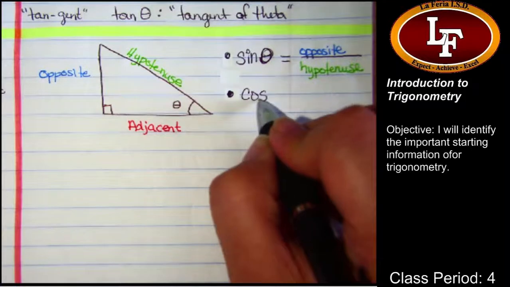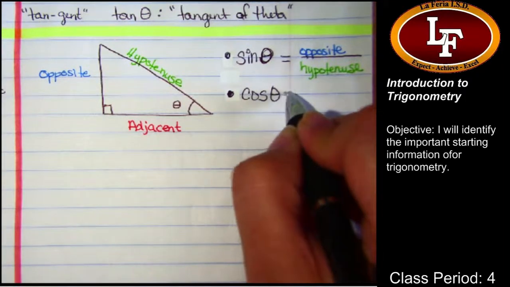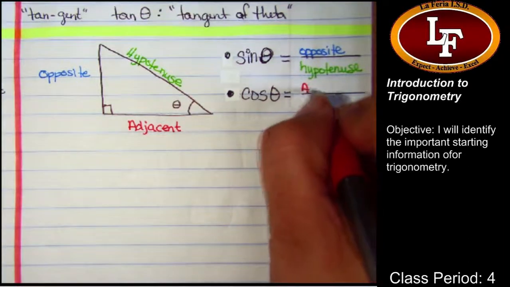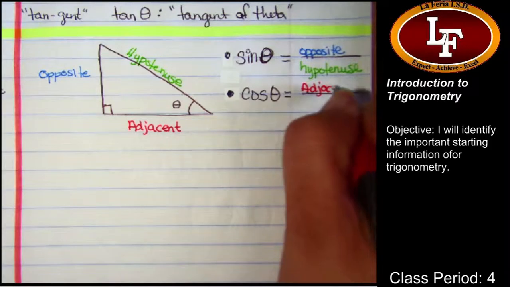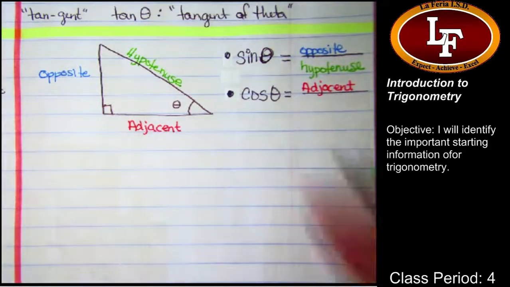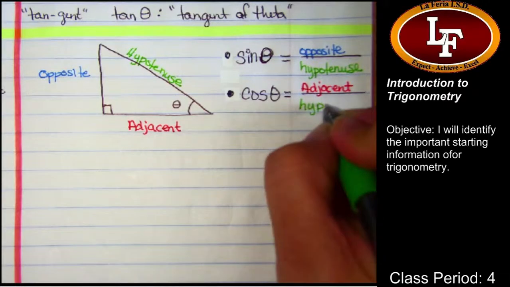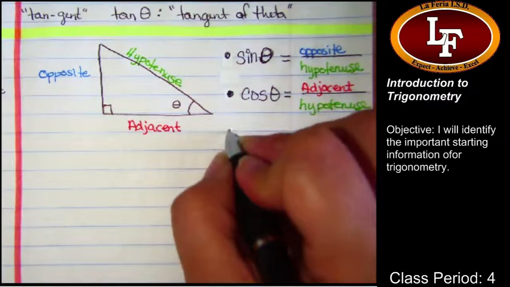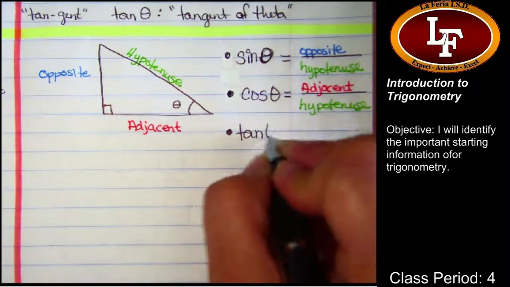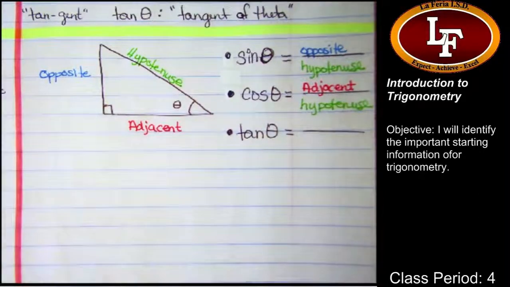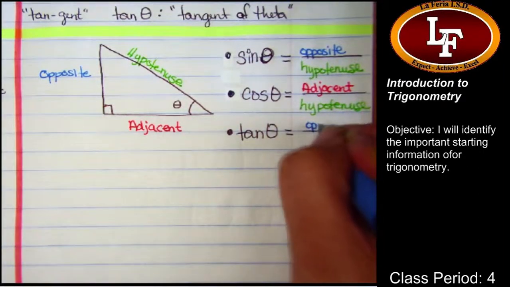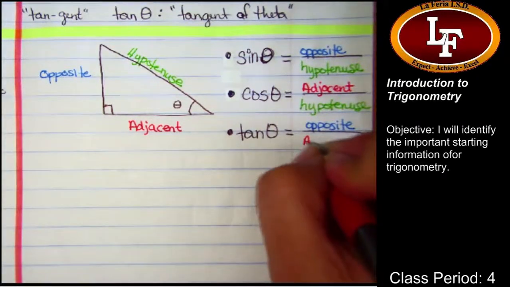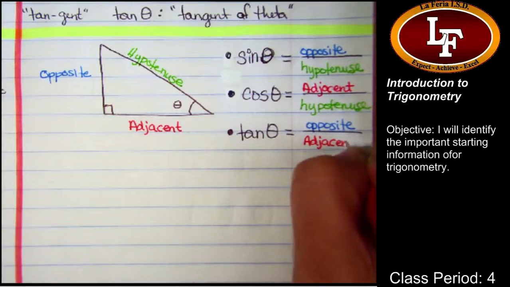The next ratio is cosine theta, and its ratio is the side adjacent to theta divided by the hypotenuse of your triangle. And then your final trigonometric ratio is tangent, and its ratio is the side opposite divided by the side adjacent to theta.